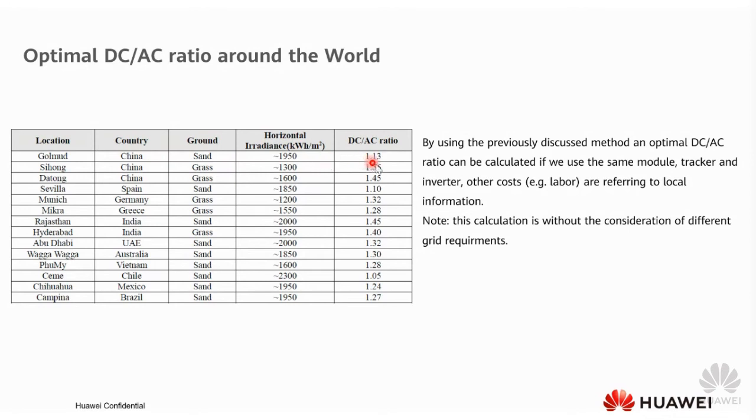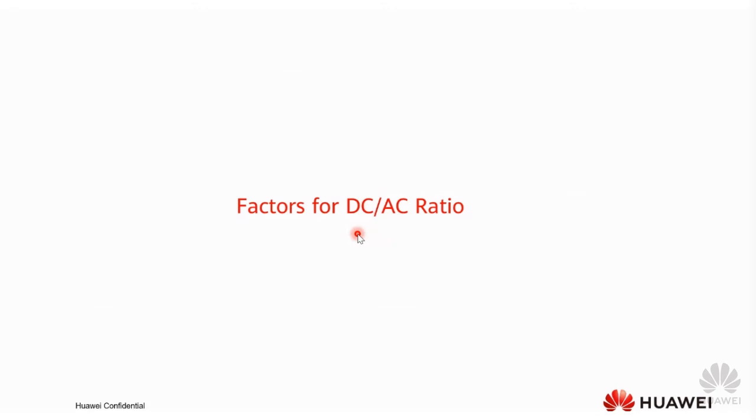The DC-AC ratio is 1.13. And let's take Rajasthan, India, where almost the same horizontal irradiance can be achieved. The ground is also the same, sand. But the DC-AC ratio is 1.45. So let's look behind it. What can be the effect? I mean, why, if we know that there is no effect from grid requirements, no effect from local authorization, it is just based on information of local labor forces and geographical data. So what can be the factors for the DC-AC ratio? What can change the DC-AC ratio?